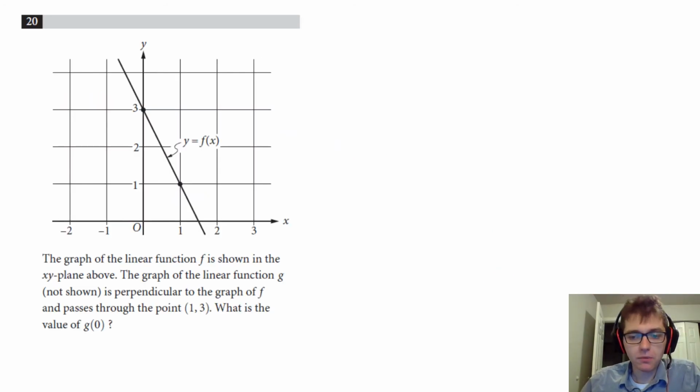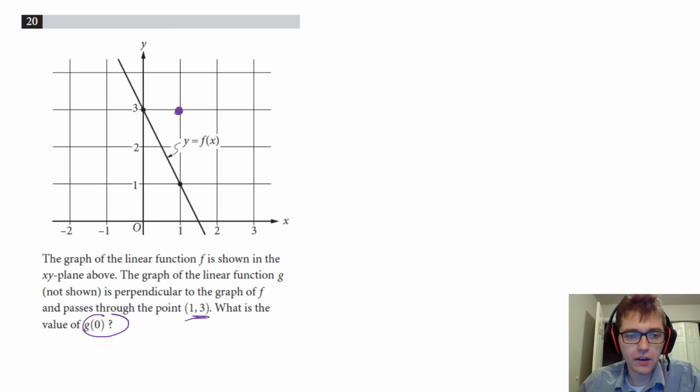Problem 20, last one of section 3. The graph of the linear function f is shown in the xy plane above. The graph of the linear function g, not shown, is perpendicular to the graph of f and passes through the point 1, 3. What is the value of g of 0? So the first thing is they give you this point 1, 3. Go ahead and plop a point down at x 1, y 3.